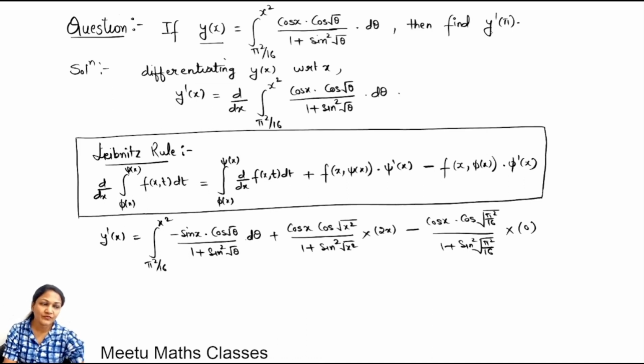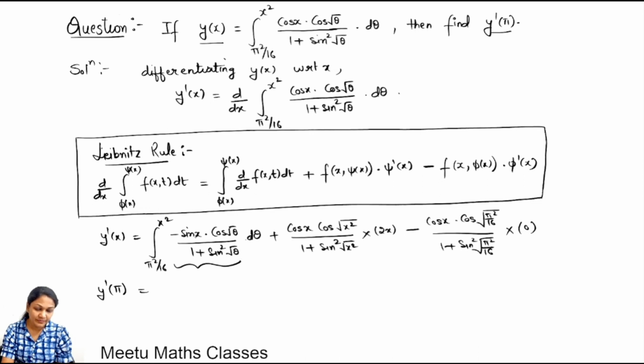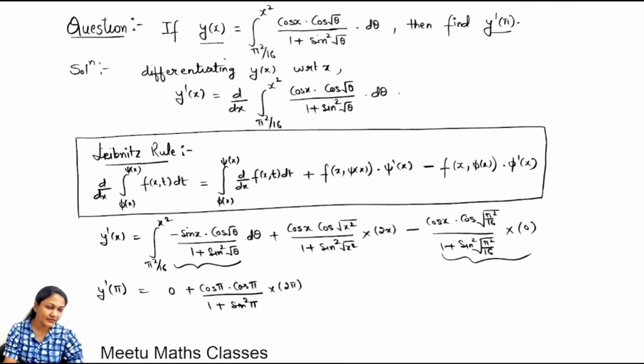Now we are supposed to find the derivative at x is equals to pi. So the derivative at x is equals to pi will be, in the first part, if you put x is equals to pi, then sin pi will become 0. In the second part, if you put cos pi, this will give you x only, square root of x square. So this will be cos pi upon 1 plus sine square pi multiplied by 2 pi, and the third part will also be equals to 0. So cos pi is minus 1. Minus 1 into minus 1 will give you 1 upon 1 plus 0 is again 1 multiplied by 2 pi.